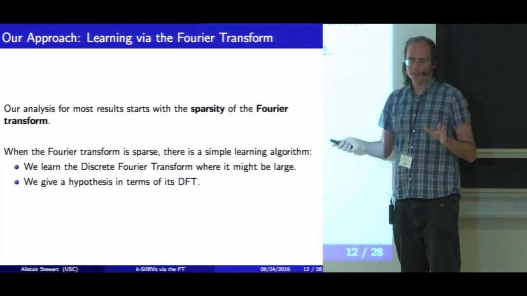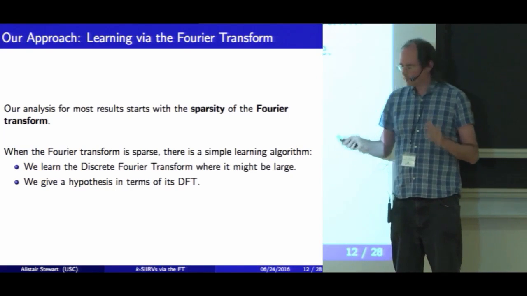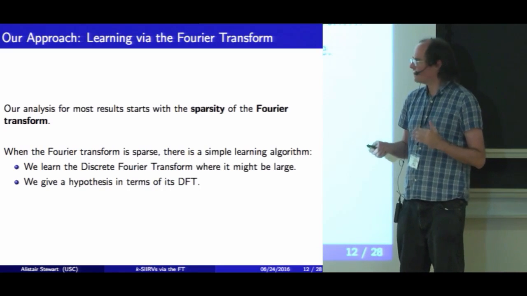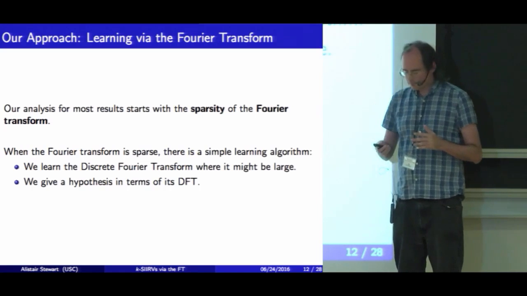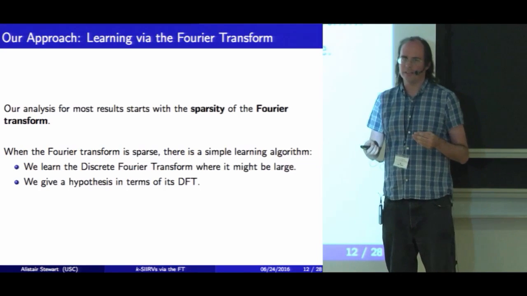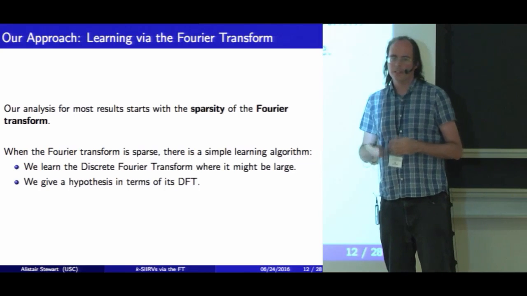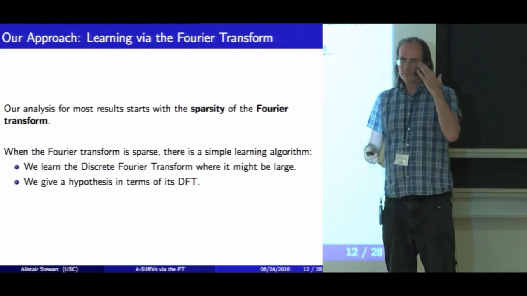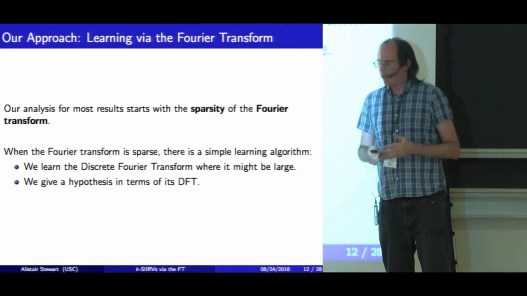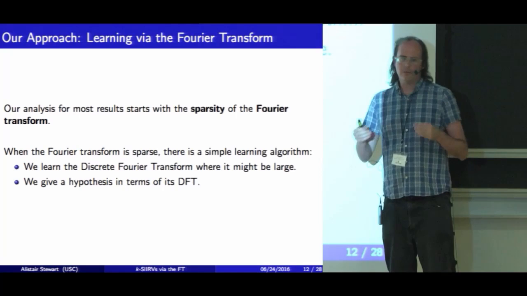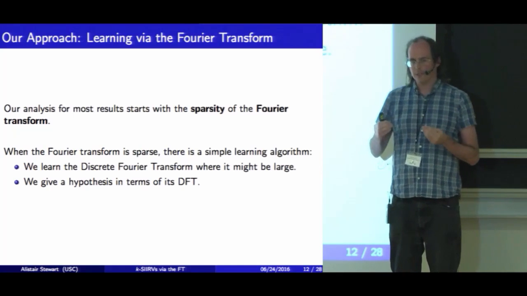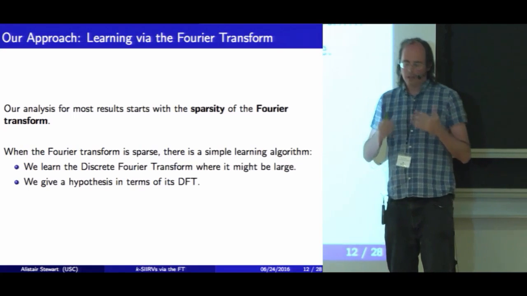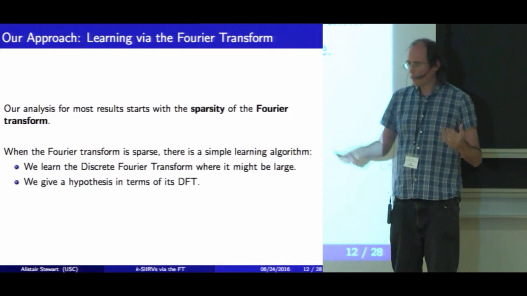Our approach is somewhat different. We start with the Fourier transform, and most of our results consider the sparsity of the Fourier transform. We give a novel and quite simple learning algorithm which works for distributions which have a sparse Fourier transform. It works like this. Basically, we just learn the Fourier transform. We learn the discrete Fourier transform at points where it might be large, and then we give a hypothesis in terms of its Fourier transform.